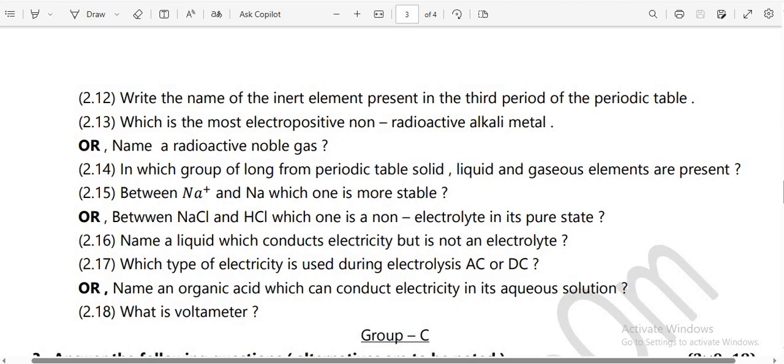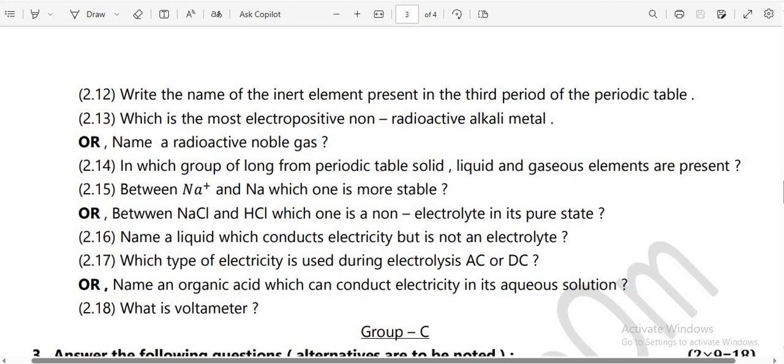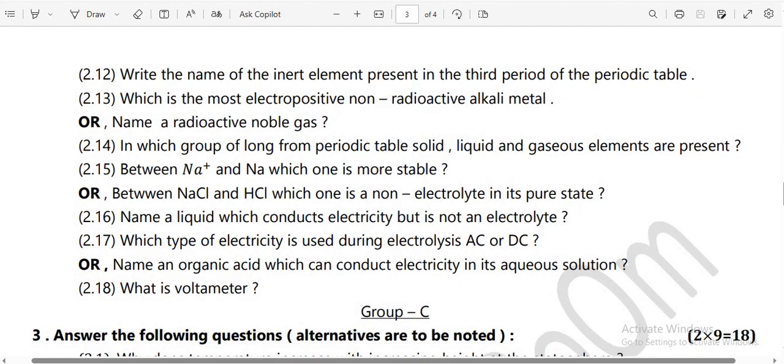2.18 What is a voltmeter? Comment to get the answer to the question.